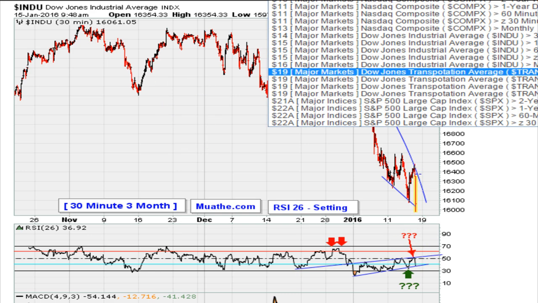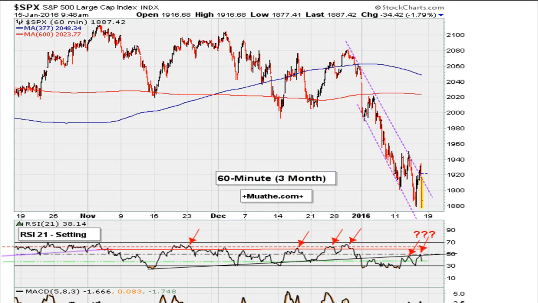Let's take a look at the S&P 500 hourly, and of course it's the same. The line that was a previous break line was tested as of yesterday's highs, and now we are looking at a major drop at the open. So that is consistent with that analysis.